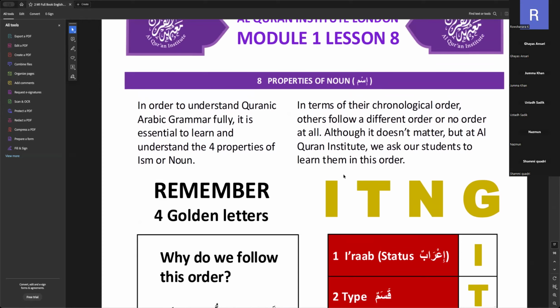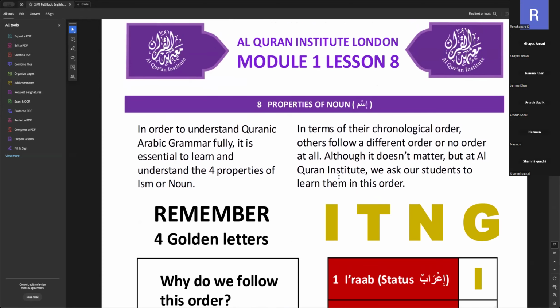Okay, inshallah. So lesson 8, it's very important. We are now going to explore the properties of noun. In order to understand the Quranic Arabic grammar fully, it is essential to learn and understand 4 properties of isim or noun. In terms of their logical order, others follow a different order or no order at all. Although it doesn't matter, but at Al-Q Institute, we ask our students to learn them in this order.